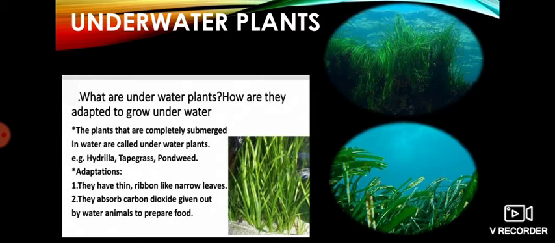Underwater plants. Plants like hydrilla, pondweed and tape grass are some underwater plants. Such plants are completely submerged in the water and have thin, ribbon-like narrow leaves. They absorb carbon dioxide given out by the aquatic animals through their body surface to prepare their food.